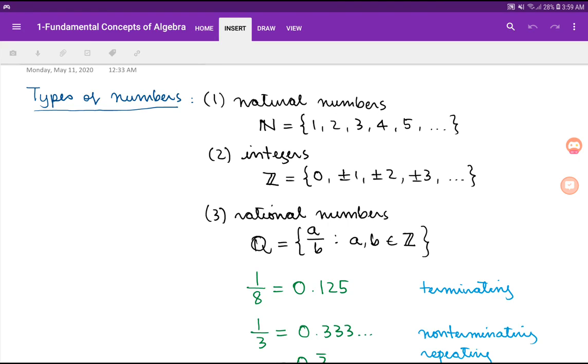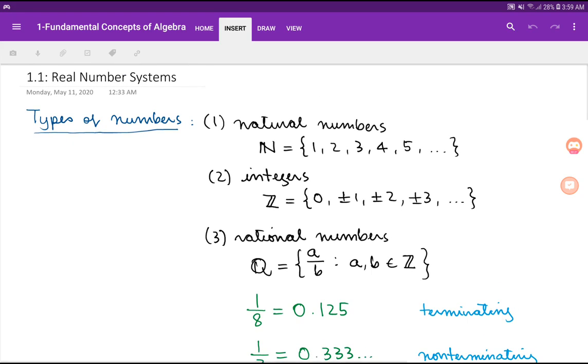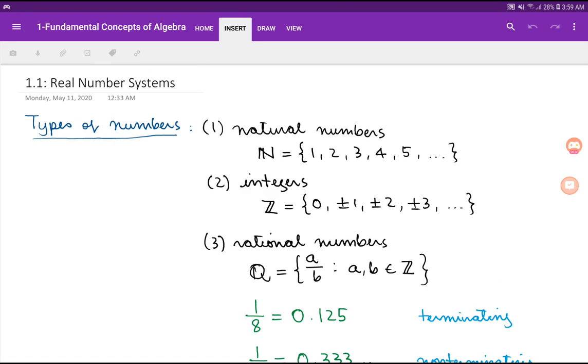Algebra for matriculation level. So in this video, we will learn some fundamental concepts of algebra, and today we will see and learn the real number systems that we are going to use throughout the subject. It is very important for us to know what is a real number and what types of numbers we sometimes deal with whenever we do algebra.